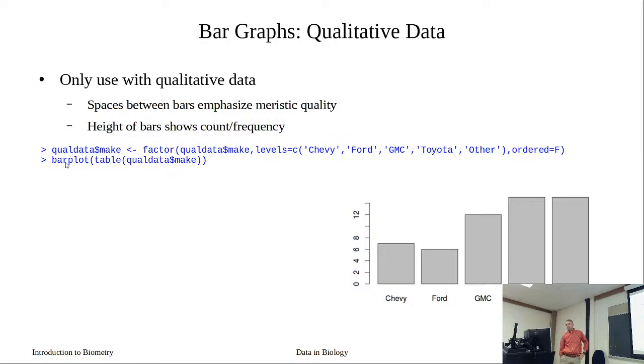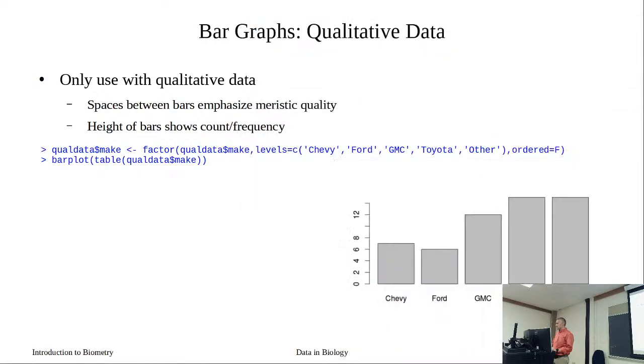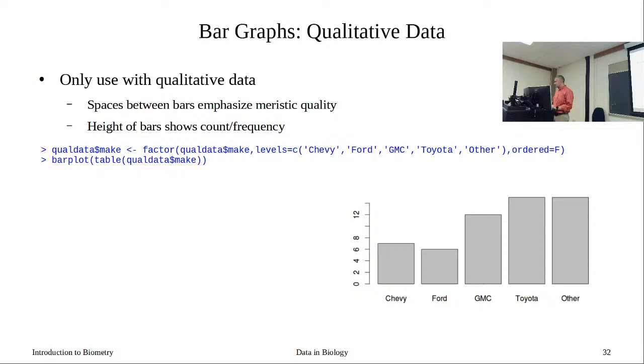Bar graphs. Sometimes we want to make an actual figure instead of a table. Can R do this? Yes. And we do have freedom in R to modify it. You're probably more used to doing this in Excel. So if you're making a publication quality bar graph, I'd probably just make it in Excel because you've probably done it before. Bar graphs you only use with qualitative data.